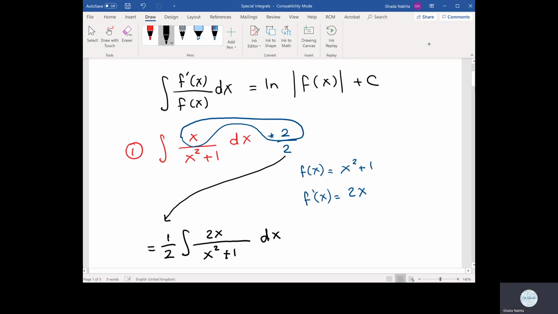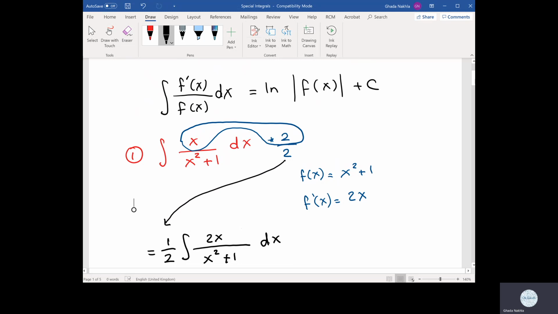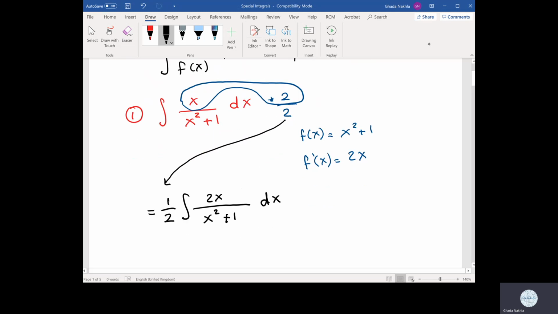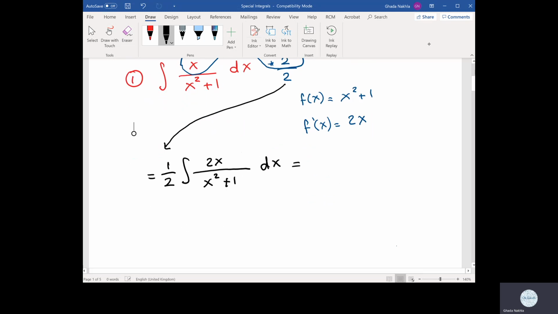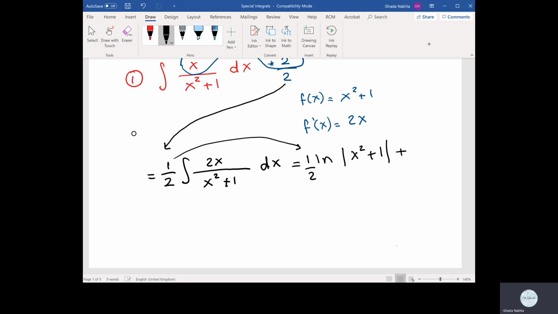Now let's go back and see, is the numerator the derivative of the denominator? And the answer is yes, it is. Therefore, my answer to this integration is, leave the half alone, and then ln mod of x squared plus 1, which is my f of x, plus c. And that's the answer: half ln mod of x squared plus 1 plus c.